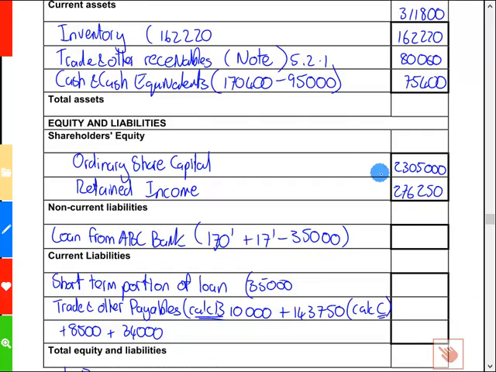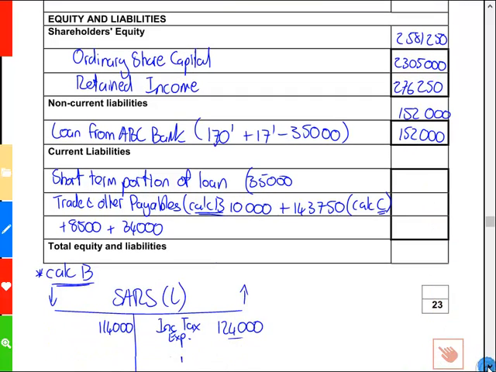Actually, trade and other receivables. No, that was correct. Right, we can total our shareholders' equity. That comes to 2,581,250. We can total our loan. That's going to come to 152,000. Am I correct? I hope so. We can total our short-term portion. That was only the 35,000.